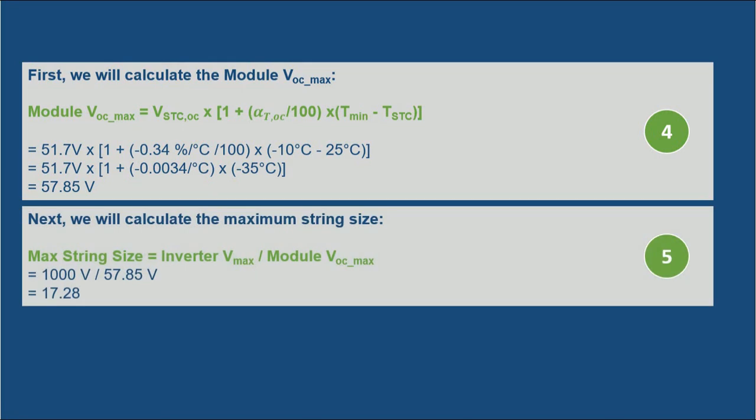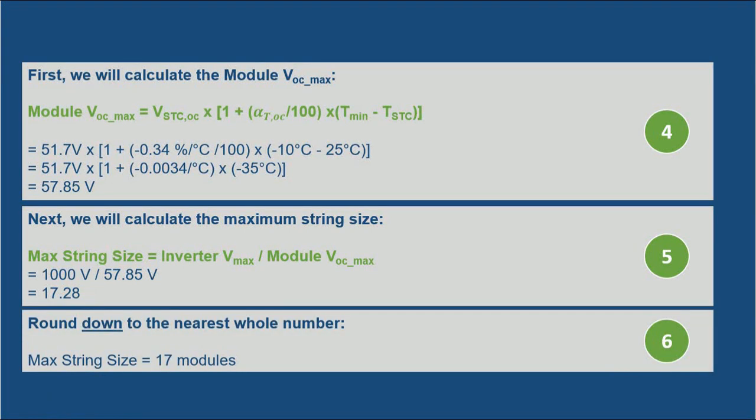To know the maximum number of series connected modules in a string, we divide the maximum inverter voltage by the corrected open circuit voltage of the module, which in this case is 57.85 volts, and we get 17.28. To be on the safe side, we round it down so that we don't exceed the 1000 volts. So we select 17 modules as the maximum number of modules that can be connected in series.